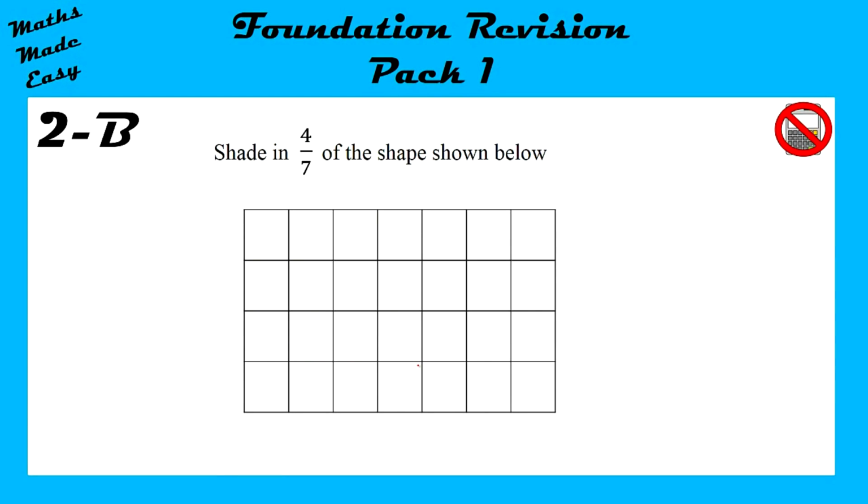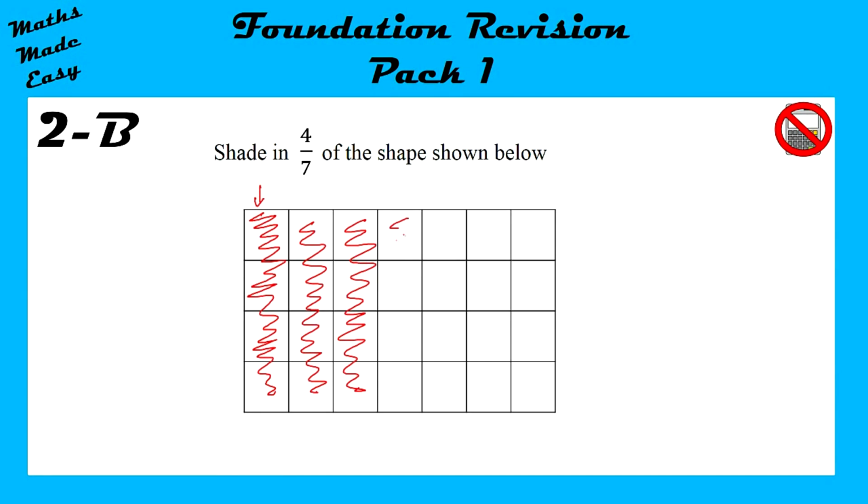Question 2b. Same as before on this one, I'm going to be interested in looking at the columns on this one because there are 7 of them. So to shade in 4 sevenths, I need to shade in 1, 2, 3, and 4 of those 7 columns.